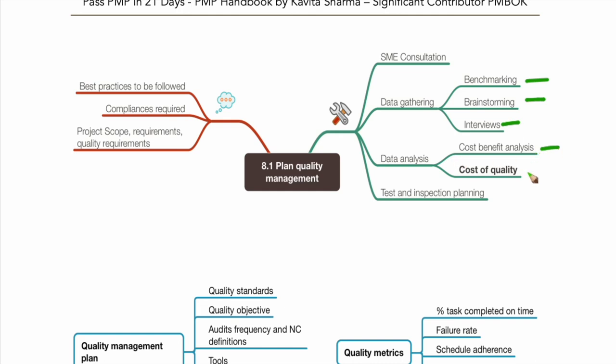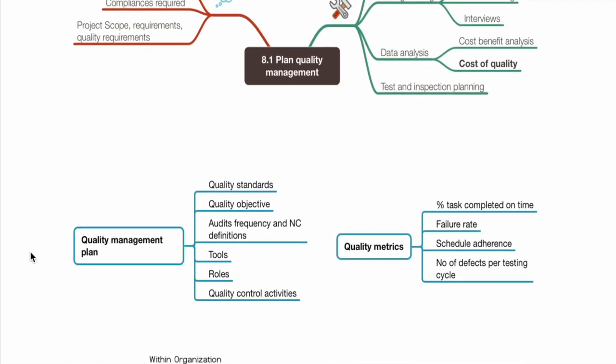So cost benefit analysis, cost of quality is that slide which we discussed: appraisal cost plus prevention cost plus the cost of waste. And we also plan for how many rounds of testing, what kind of testing is going to happen, and so on. So at the end, what do I get? I get a quality management plan at the time of planning.